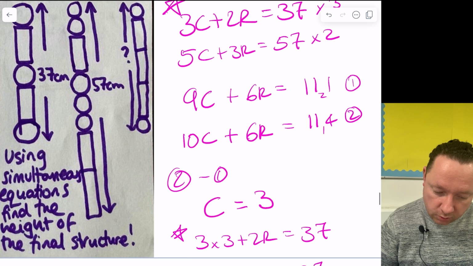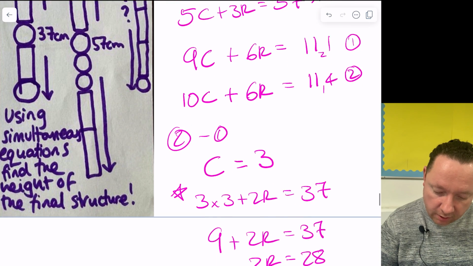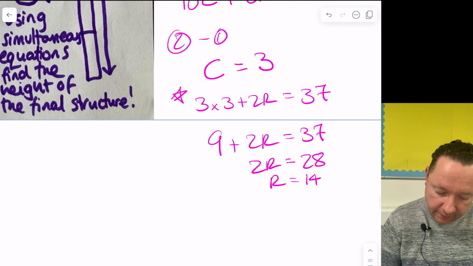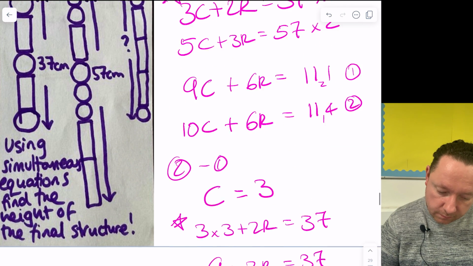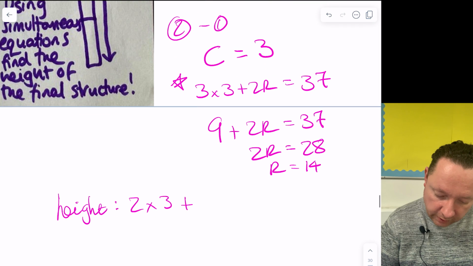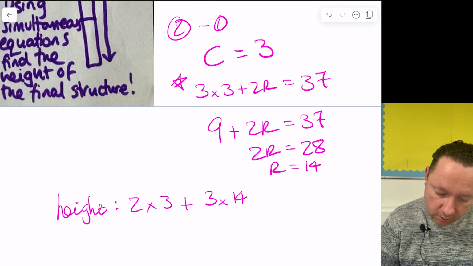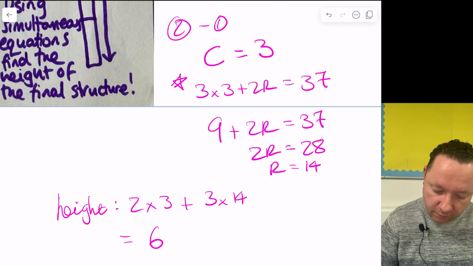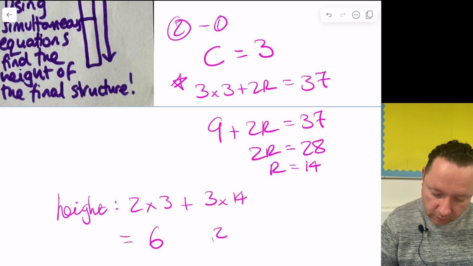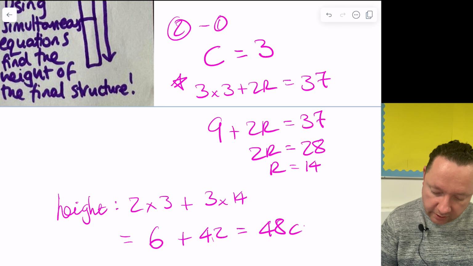We've got 2 lots of C and 3 lots of R. So our height is 2 times 3 plus 3 times 14. 2 3s is 6. 3 4s is 12. 3 1s is 3 plus 1 is 4. 42 plus 6 is 48. And the units were centimetres.